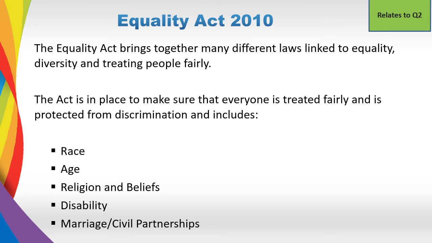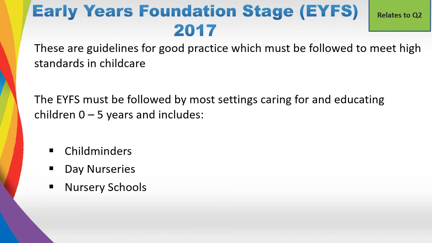The Early Years Foundation Stage, or the EYFS, these are guidelines for good practice that need to be followed to meet high standards in childcare. So this covers the ages of 0 to 5, and it's followed by most care settings for educating children during that age range. So it covers childminders, day nurseries, and nursery schools. So it sets out good practice as to what good standards in childcare are for people who work as childminders, people who work in day nurseries, and people who work in nursery schools.